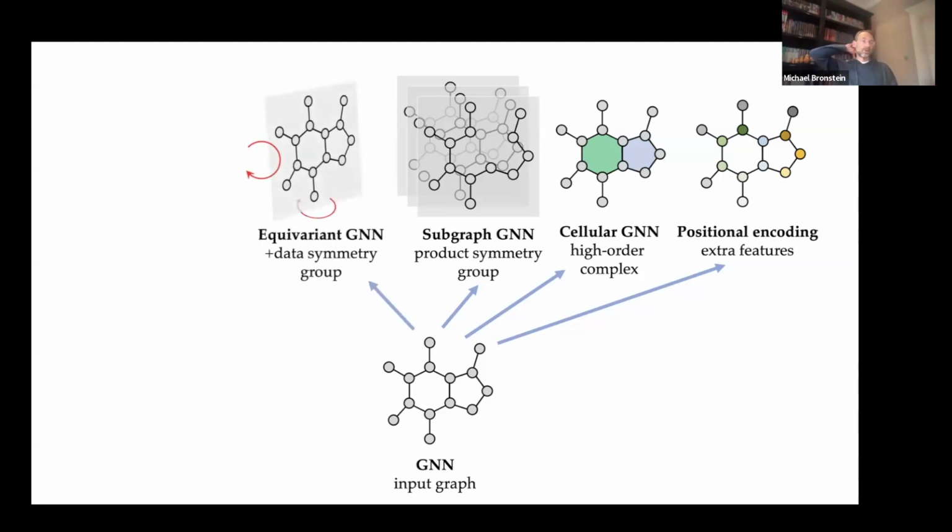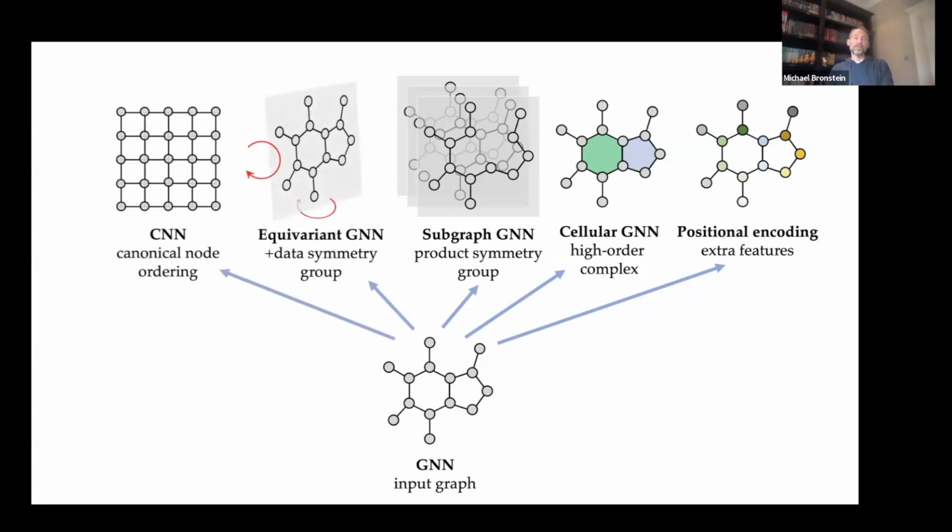As I mentioned already, you can also account for the symmetry of the data. And in special cases, when the graph has regularity, for example, when it becomes a grid, you can do more specific message passing, and then you go back to being basically convolutional neural networks. So the common denominator of these approaches is more structure, right?